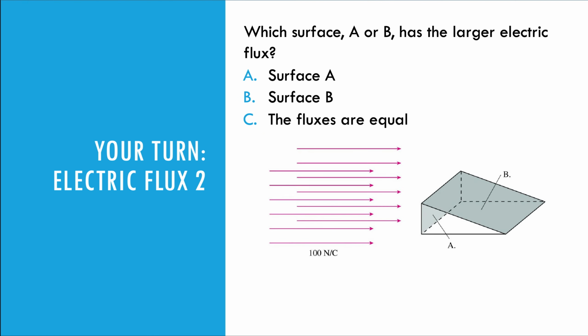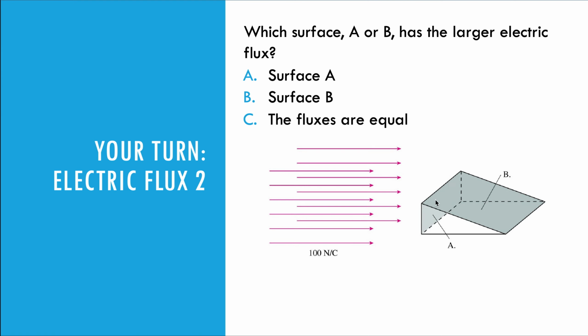This one says, which surface, A or B, has the larger electric flux? So pause the video and think about it. You may be thinking, well, A is perpendicular, and Dr. Walker said you want the field and the area to be perpendicular, so A must have the bigger flux. However, you do notice that B also has a bigger area, even though B is slanted.